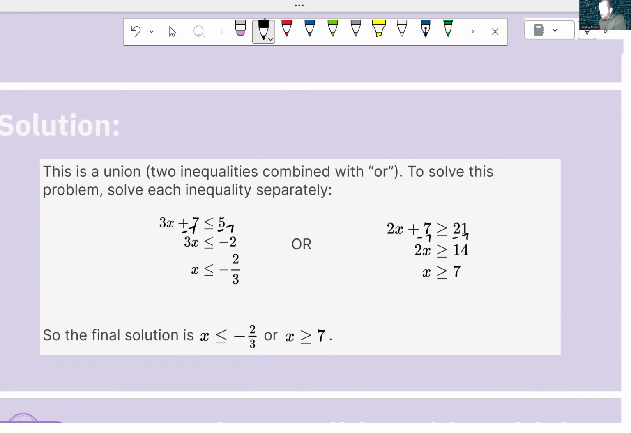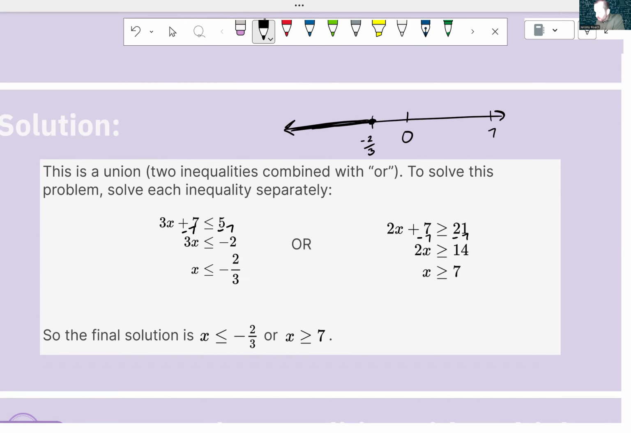Now, when we graph these, just to make sure that it's still an or statement, you can graph them. I'll do this one a little bit faster. Here's -2/3. Here's 7. And they can be equal to, so it's a solid dot for -2/3. X is less than or equal to -2/3. So we're going to shade everything over here on this side.